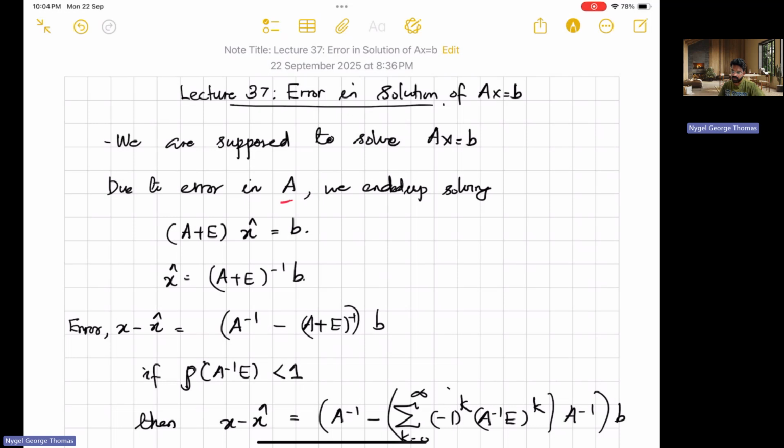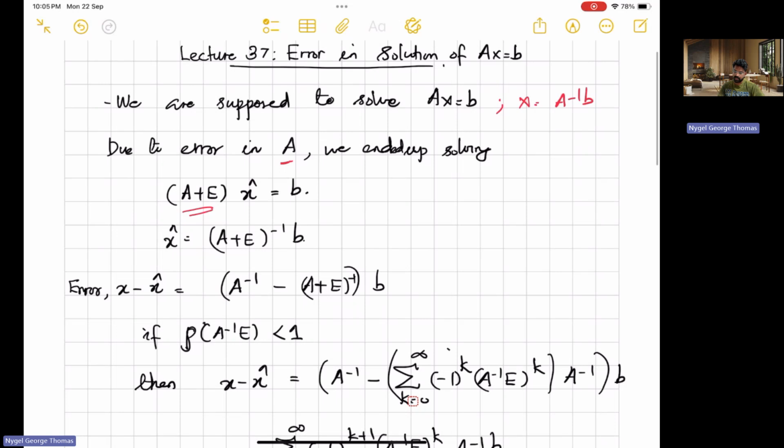So we don't have A. We wanted A, but instead we got A plus E. So ideally, if A is invertible, x should be A inverse b, right? But we don't have A here. Instead of getting x, what we'll end up getting is an x cap, which is A plus E the whole inverse into b.